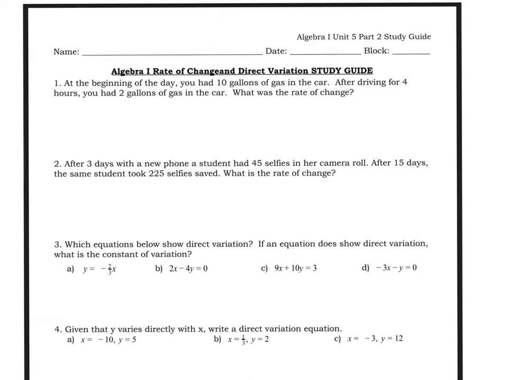So I see the words rate of change and I instantly say, okay, rate of change is a fancy word for slope. So I'm going to make a table. And I always remember x is time. So it says at the beginning of the day, well, at the beginning of the day, that's at 0. I have 10 gallons of gas in my car. And after driving 4 hours, I have 2 gallons of gas in my car.